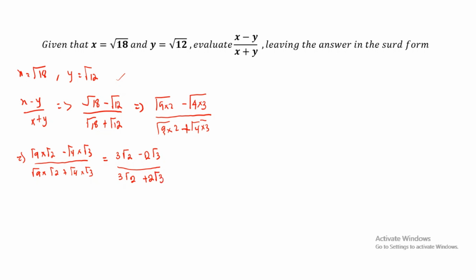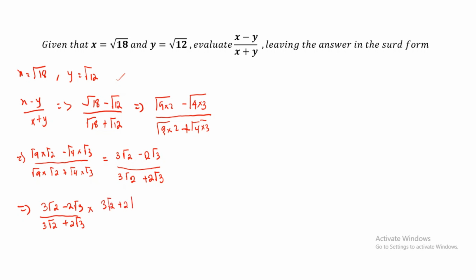So the best thing we need to do is we should evaluate. So just rationalize everything. We need to rationalize the denominator, so we need to find the conjugate. So we know this conjugate will be 3 square root of 2 minus 2 square root of 3. So we are going to multiply the numerator and then the denominator by the conjugate of the denominator.